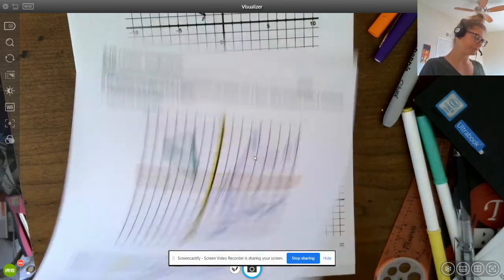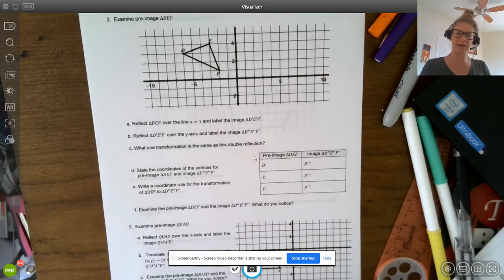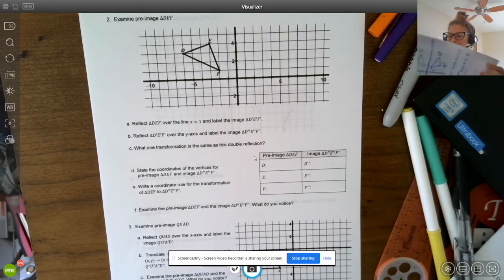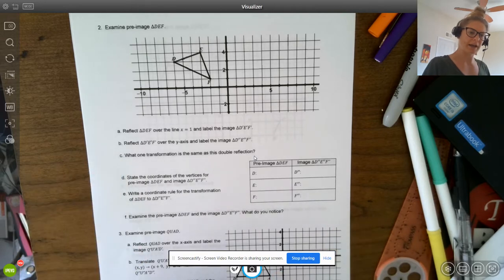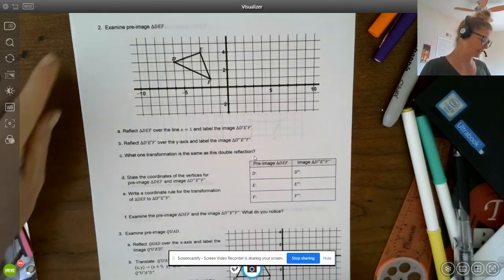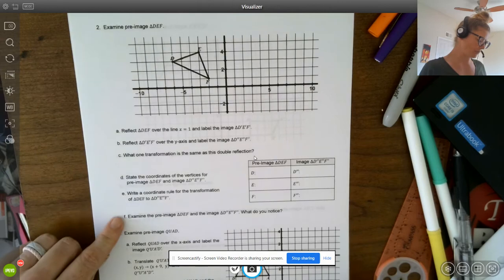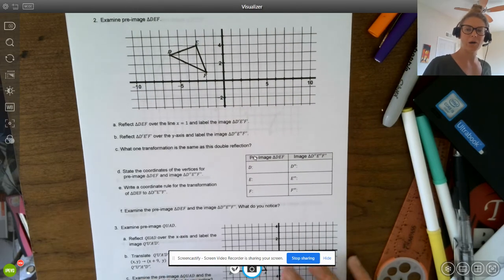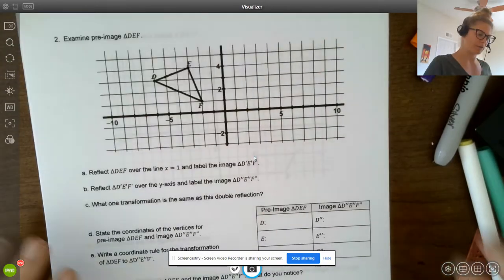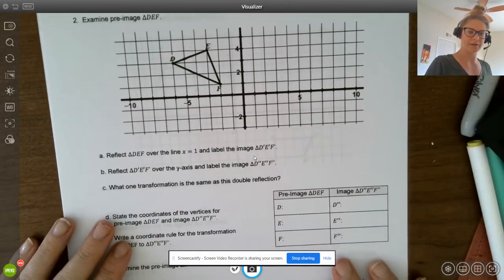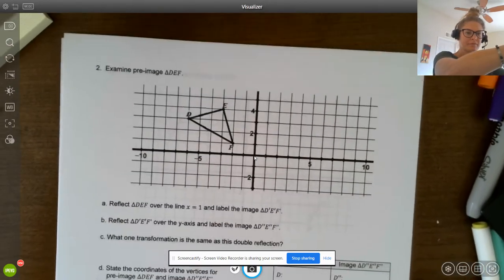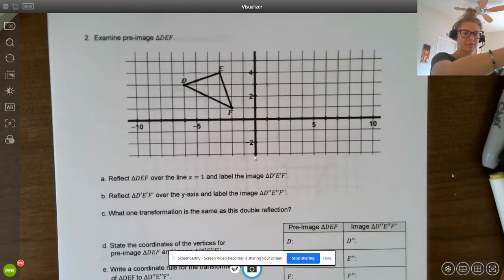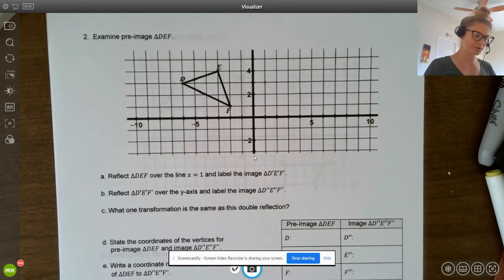Cool, let's keep going. So now we have another pre-image and a list of transformations to apply. And what I'd like you to do is work on 2 A through F on your own. So go ahead and pause the video now and work on number 2, and then we will go over it together. Okay, let's see how we did on number 2.